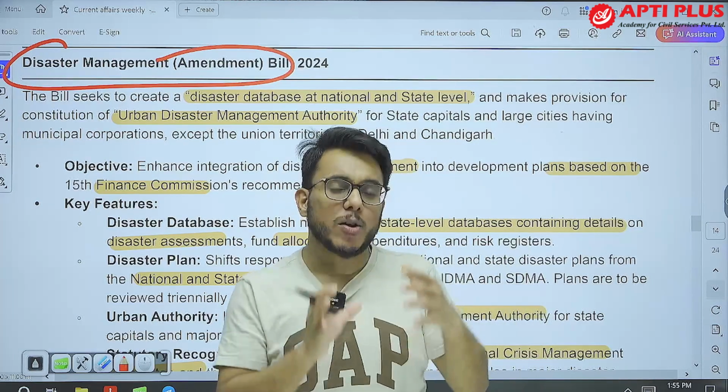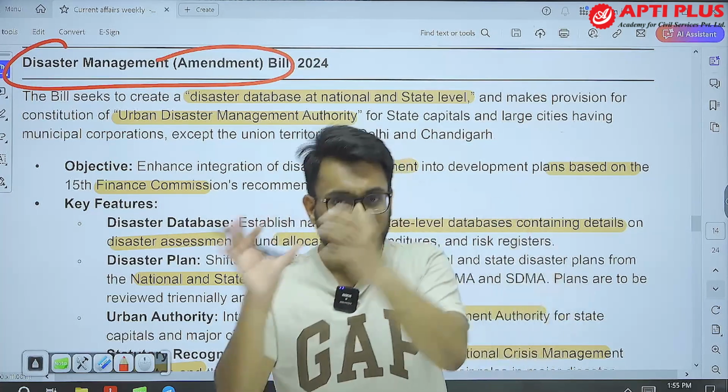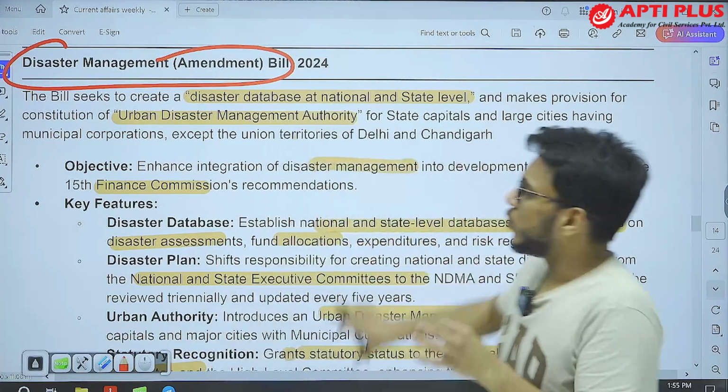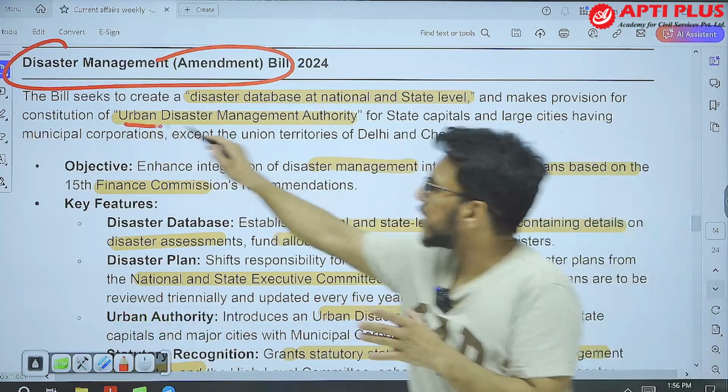So today, in order to deal with flooding and all the disasters, it has been provided that there is a need to create an urban disaster management authority.